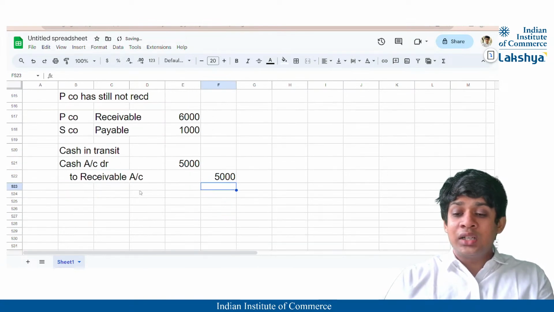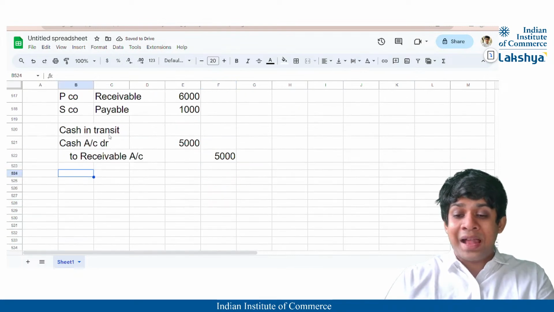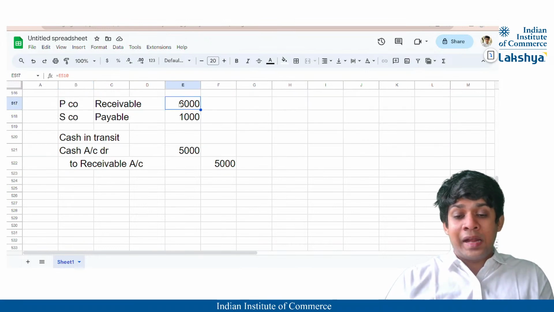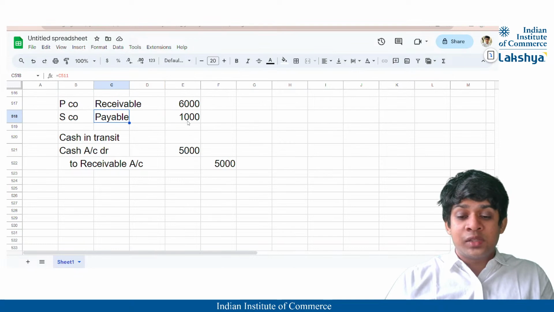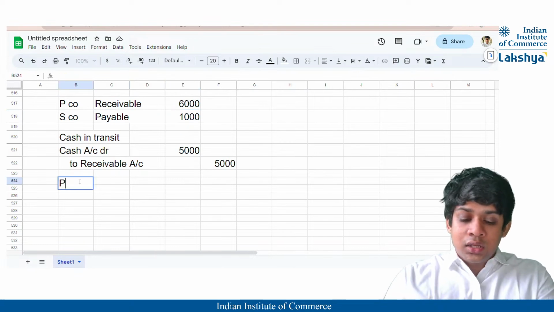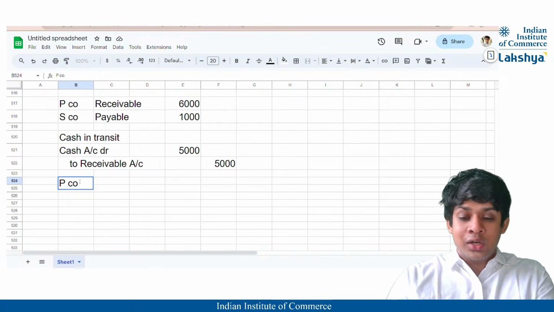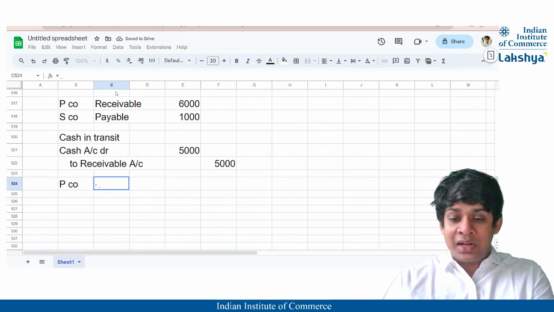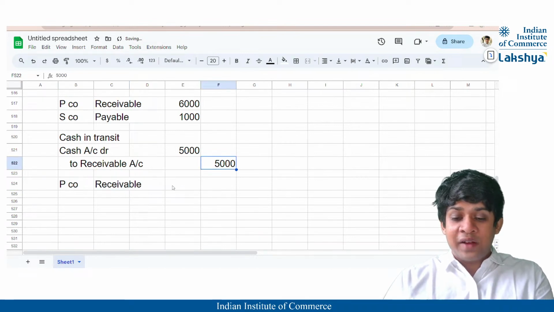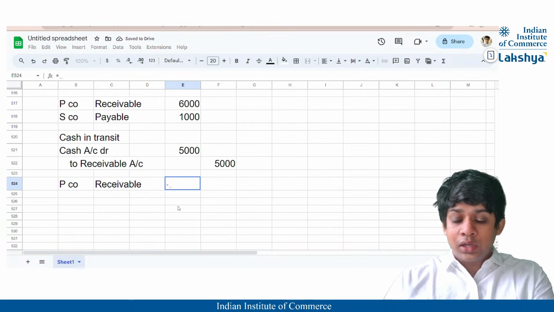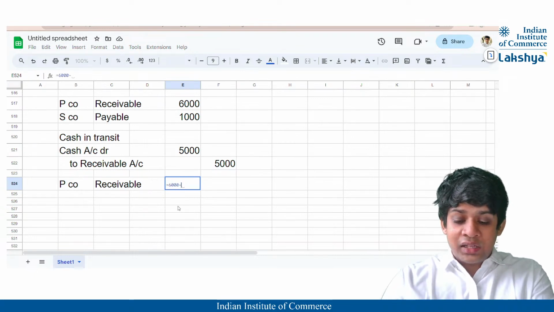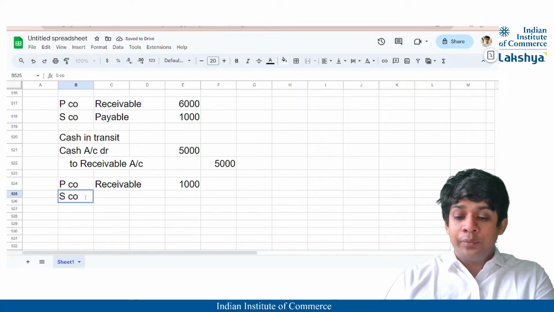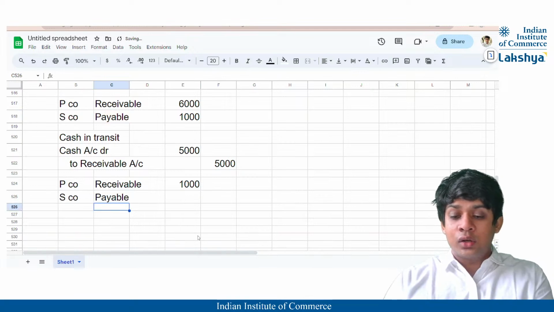So now the current accounts between the parent company and the subsidiary company will match, because this is mainly for the mismatch that is to be settled. My receivable for the parent company was 6,000, but the payable for the subsidiary company is 1,000. Thus, the mismatch is adjusted by this journal entry. So now the parent company's receivable balance, since it has been reduced by 5,000, will be 1,000, correct? That is 6,000 minus 5,000 that we are assuming to be already received. And for the subsidiary company, the payable is already 1,000, correct?